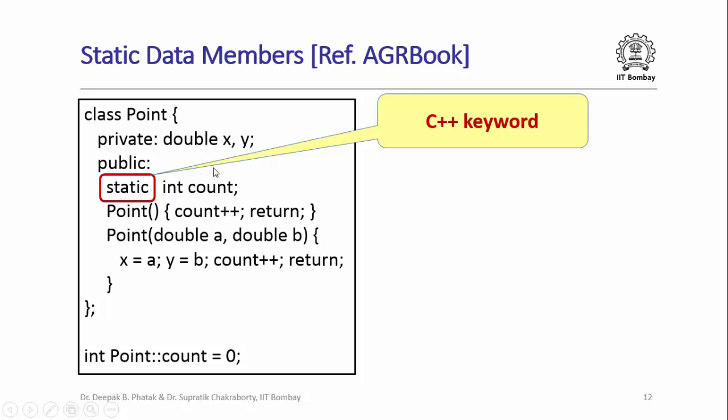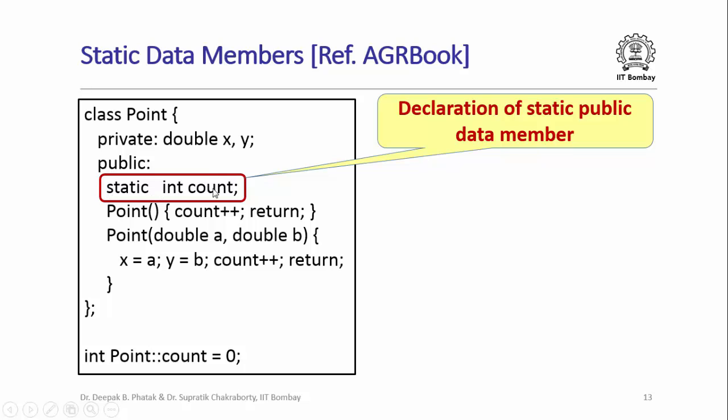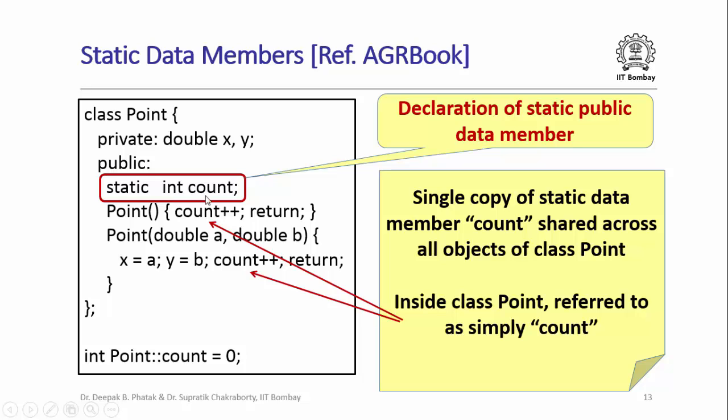This is a C++ keyword. So when I say static int count, I'm basically declaring a static data member, which in this case is public, and the same single copy of the static data member is going to be shared across all objects of the class point. And inside the class definition, for example, inside these constructor functions, when I want to refer to this shared static public data member, I can directly use its name, like count over here.